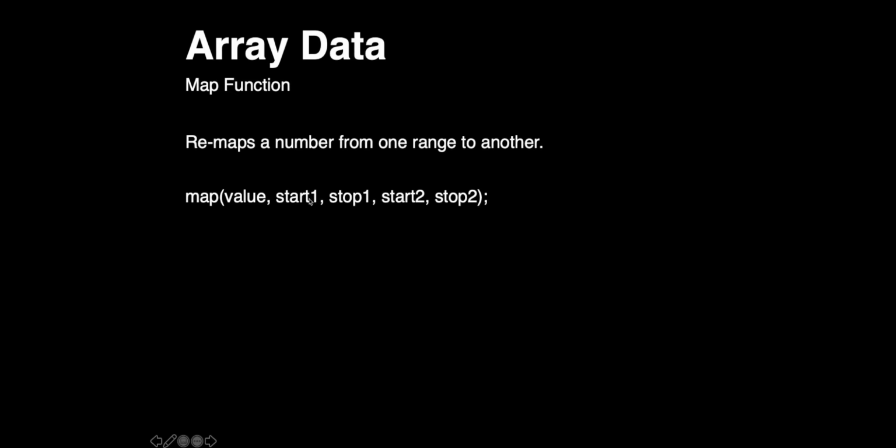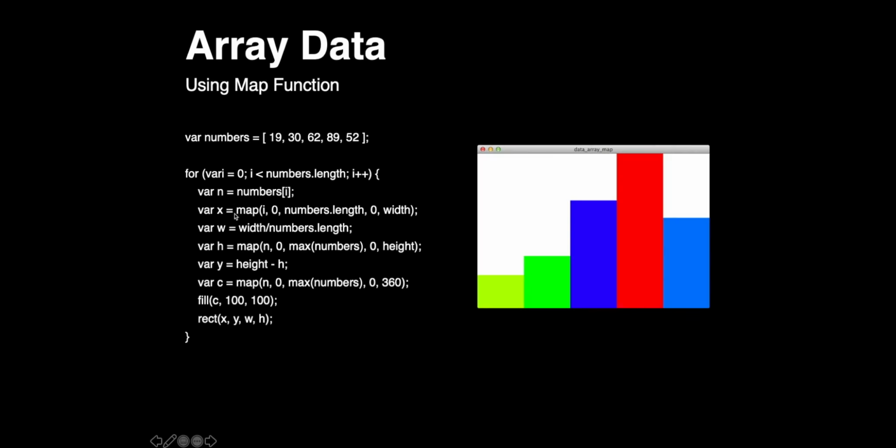For instance, if we originally want this to go between 0 and 100, if that's the original range, but we want it to go the full height of the canvas, which let's say is 400, then we would say the value here, then 0 to 100 is the original one, and then we want to remap it to go from 0 to 400. So this is what we're going to do for this bar chart. We're going to make it so it's the full width and the full height of this canvas.